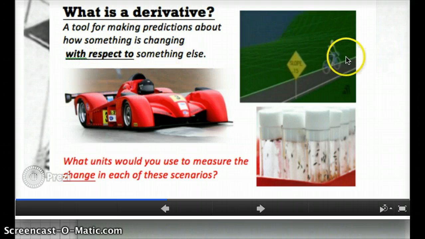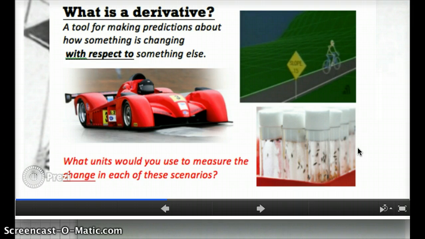So these 3 images represent different scenarios we've talked about in the last couple weeks. In each case, something is changing. But can you identify what the 2 quantities are that are related to each other that are changing? Another way to put this question would be, can you identify the units that would measure change in each of these 3 scenarios?